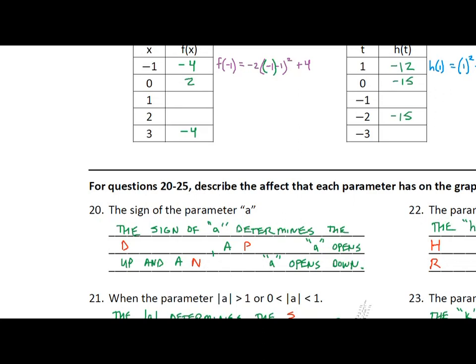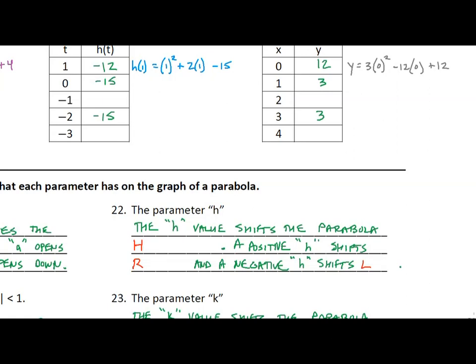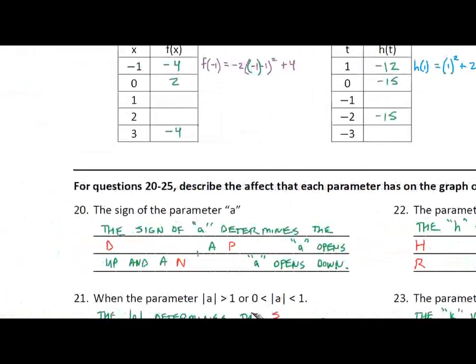Take a look at question number 22. What does the parameter h do? The h value shifts the parabola horizontally. Now remember, when we talk about the h value, we're talking about moving the graph left and right. A positive h shifts right, and a negative h shifts left. So the h value of the vertex form quadratic moves the parabola left and right.